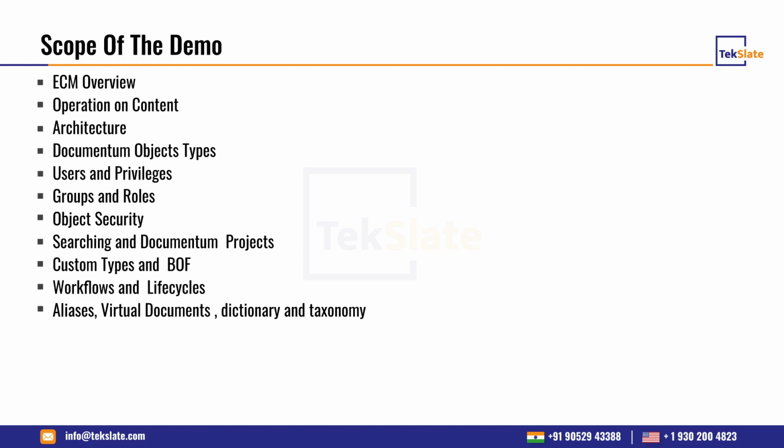Then workflow and life cycle. This is also one of the important topics in Documentum, so I will cover everything about that. Then alias, virtual document, dictionary and taxonomy. Dictionary and taxonomy are majorly used in D2, not in EasyWeb, TaskSpace, or WebTop. They make development easier and make the customer's experience easy.